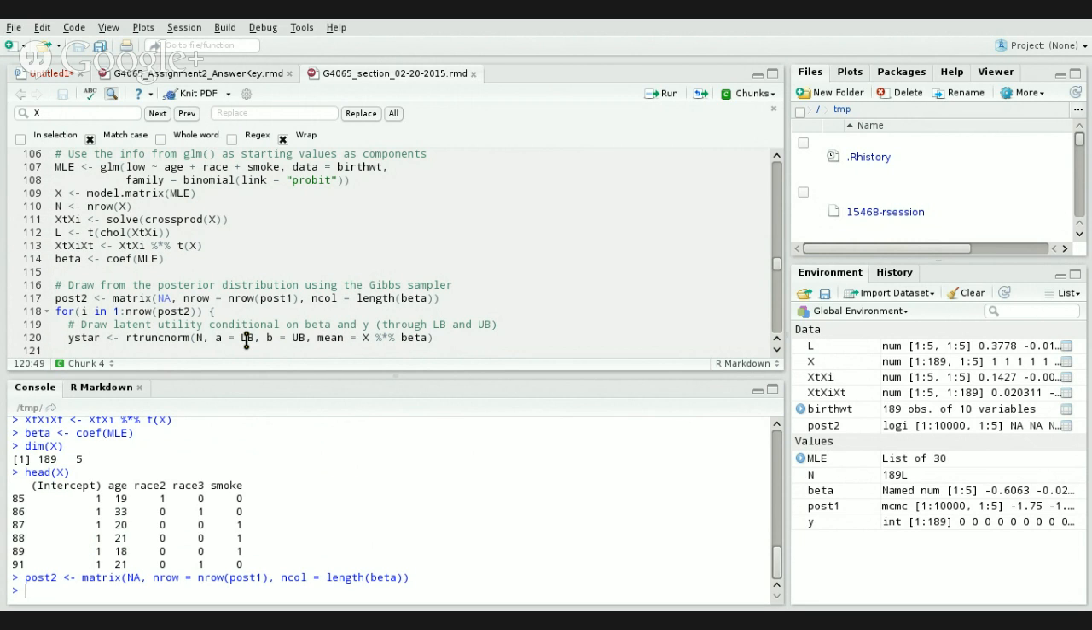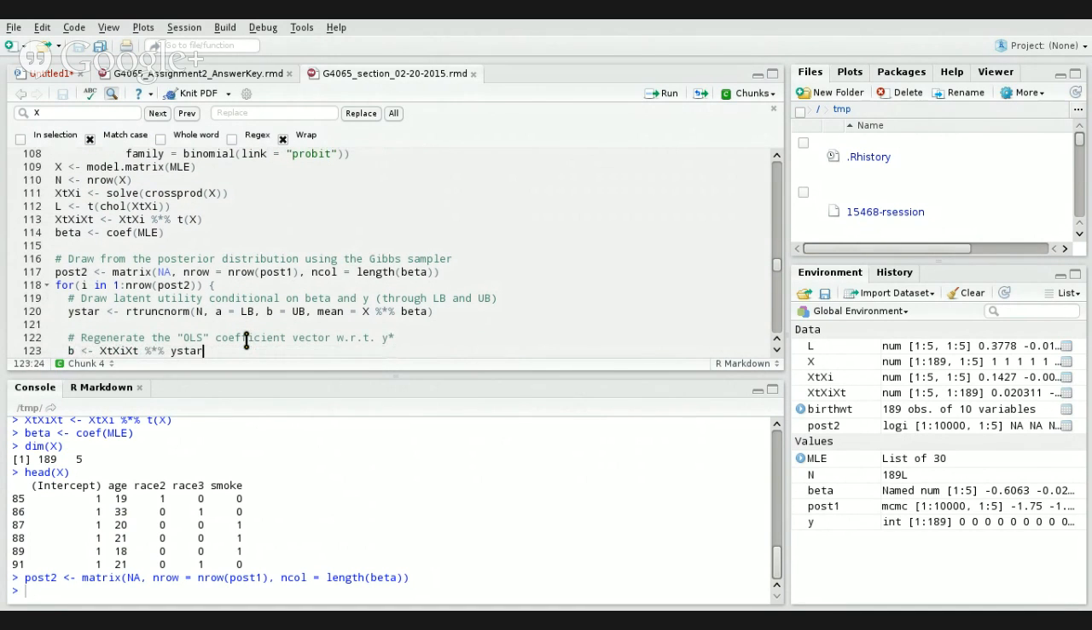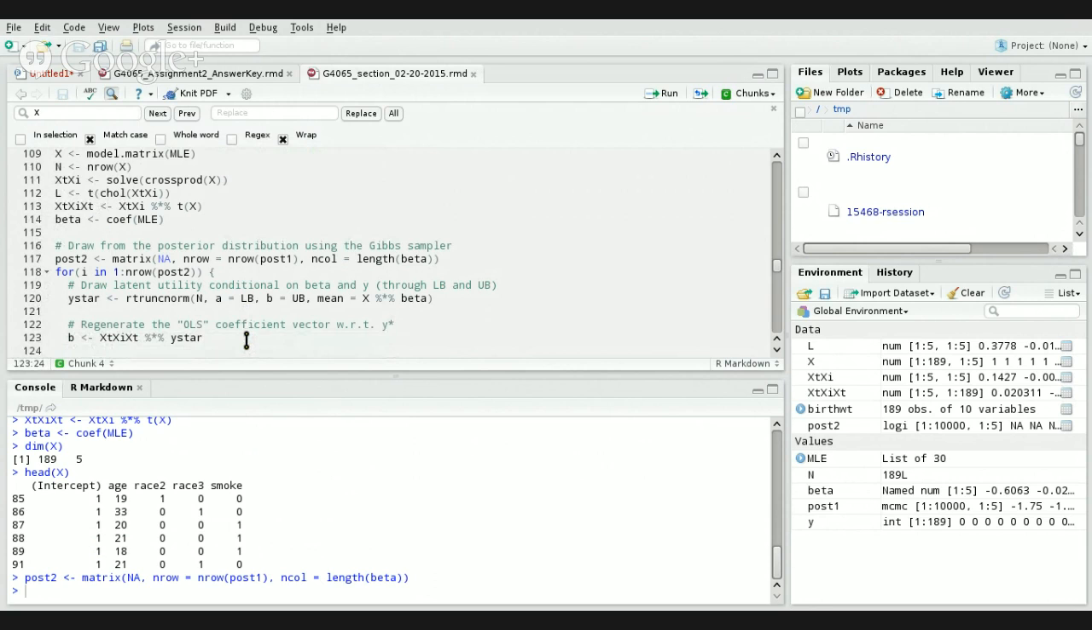That vector is going to be of length n, and we don't have to specify the standard deviation because we fixed the standard deviation to be 1, because the variance of the latent utility difference is basically arbitrary. We could scale it up or scale it down without affecting any of the observed choices that we see. So that would be a draw from the full conditional distribution of y star.